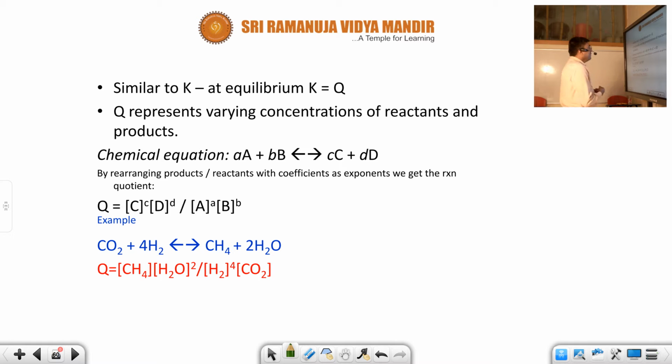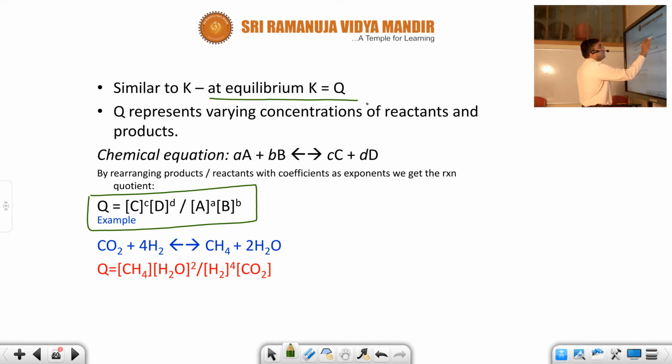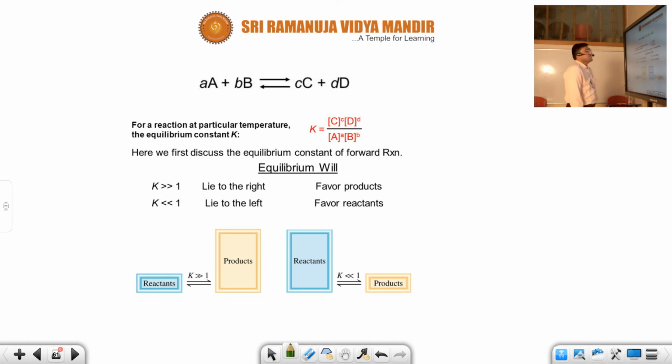So at equilibrium, as I already conveyed to you, students, Q is equal to products by reactants. K and Q are equal at equilibrium. Now let us take the next slide.